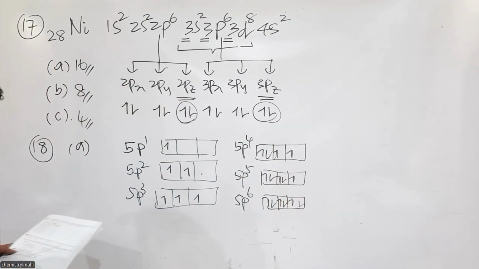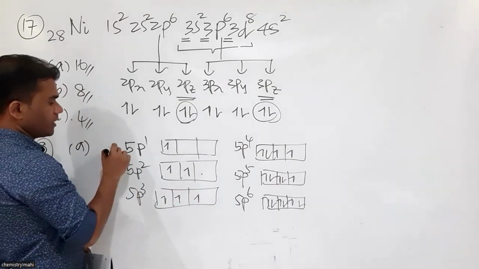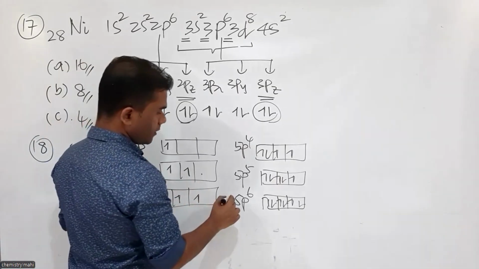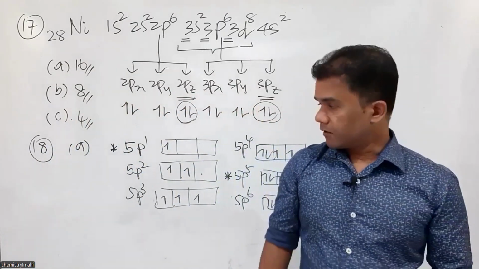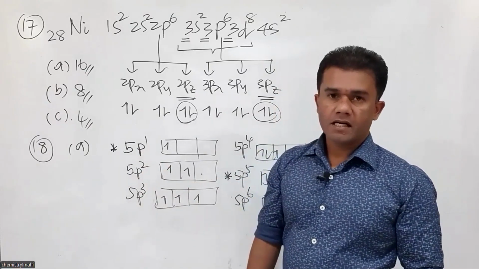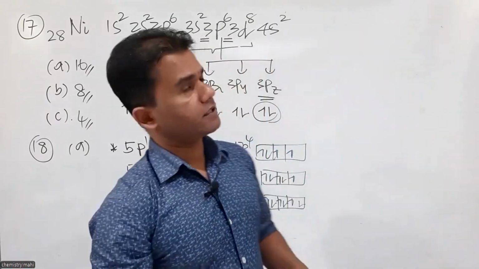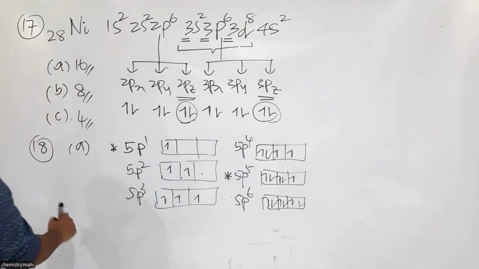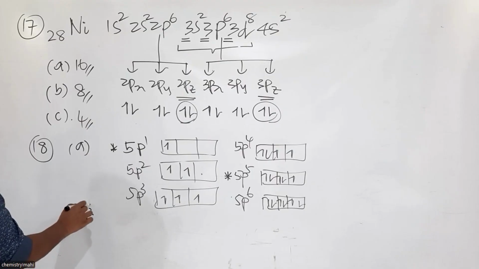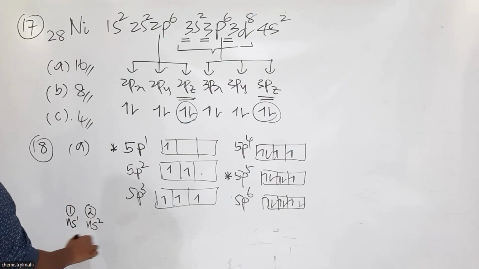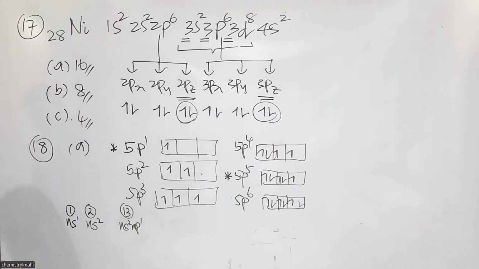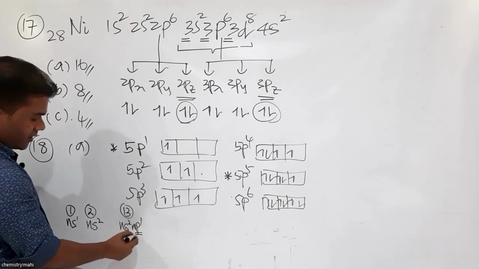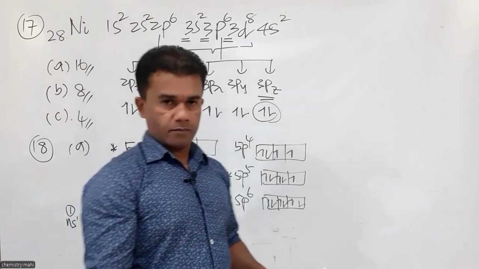Then they give the element with one unpaired 5p electron. It could be 5p1 or 5p5. But 5p1 should be a group 13 element. You remember in the periodic table, group-wise, I gave the general configuration: ns1 group 1, ns2 group 2. Group 13, what was it? ns2 np1. So the np1 configuration can be found in group 13 elements.